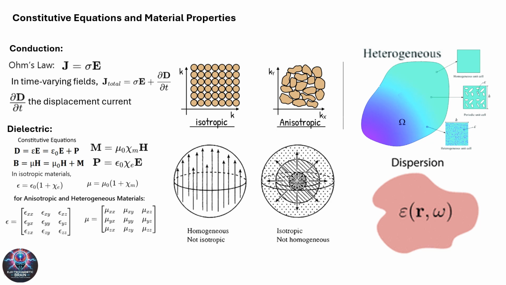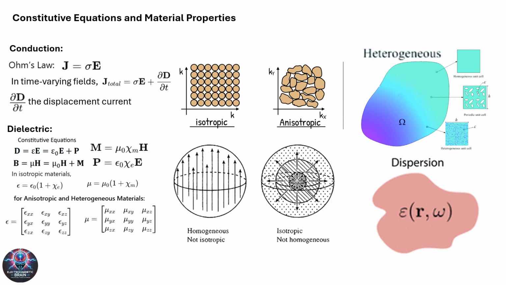Furthermore, the electric polarization P and magnetic polarization M significantly impact the fields, particularly in dielectric and magnetic materials, by defining their ability to store and dissipate electromagnetic energy. For isotropic materials, these properties are uniform in all directions, simplifying the analysis. However, in anisotropic materials, permittivity and permeability vary with direction, necessitating a tensor-based approach to accurately describe field interactions. Heterogeneous materials exhibit spatially varying properties, requiring more detailed analysis to account for compositional changes across different regions.